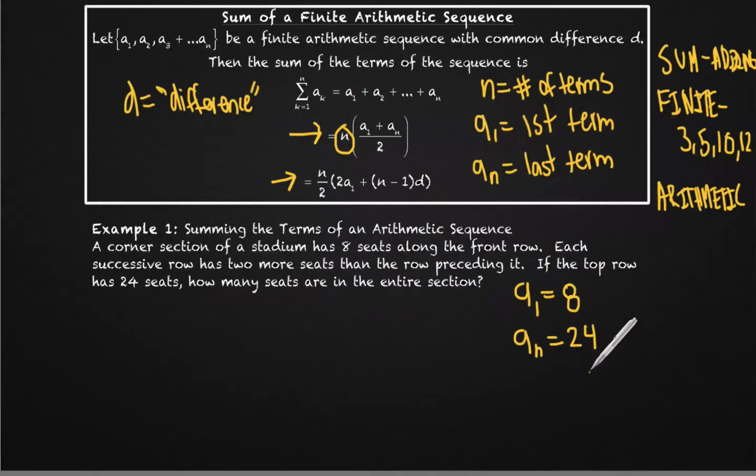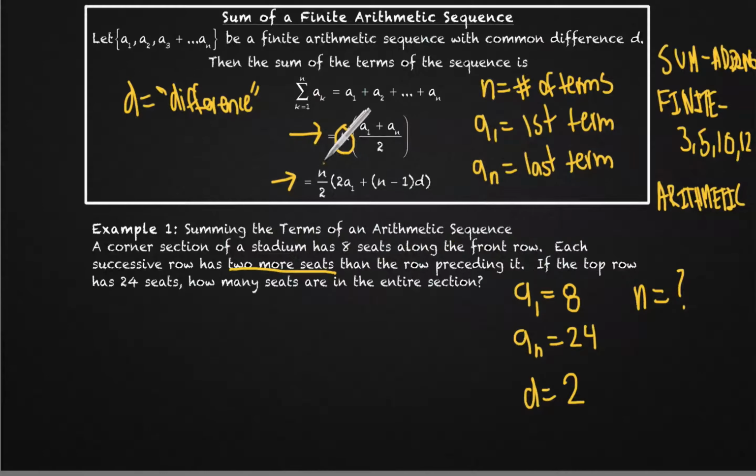But notice, we do not know how many rows there are in this section. We do not know what n is. We do know what d is. It says that each row has 2 more seats than the row that came before it. So it's going up by 2 each time, so that is your d.